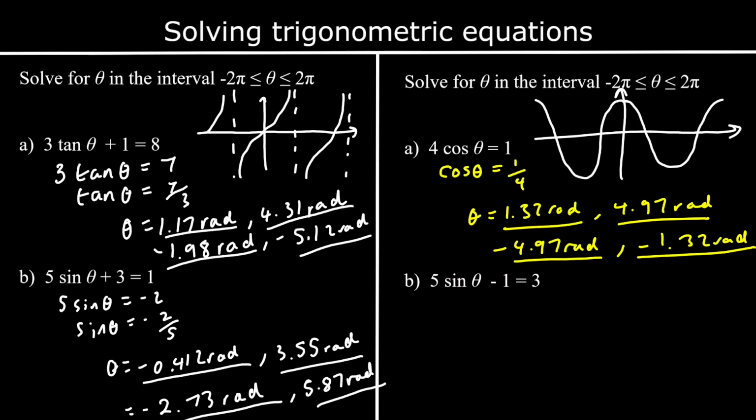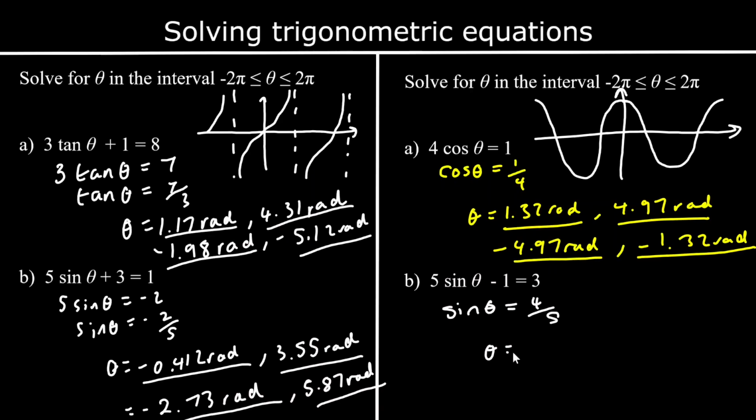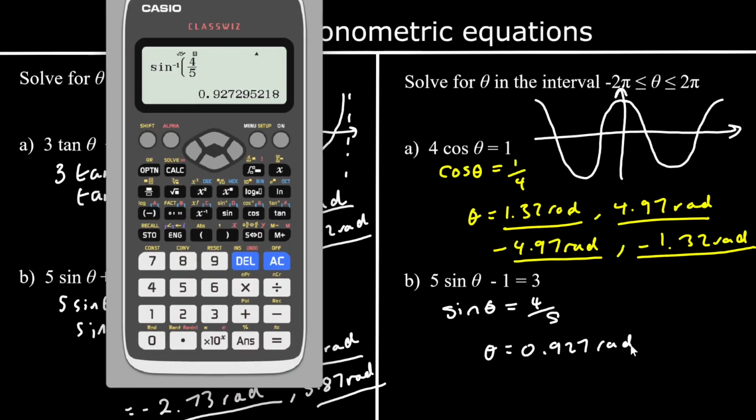And part B, so plus 1 divided by 5. Sine theta is 4/5. Shift sine 4/5, 0.927. That's our first answer. I'll save that as A. And then we want to do pi, take away the first answer, which is 2.21.